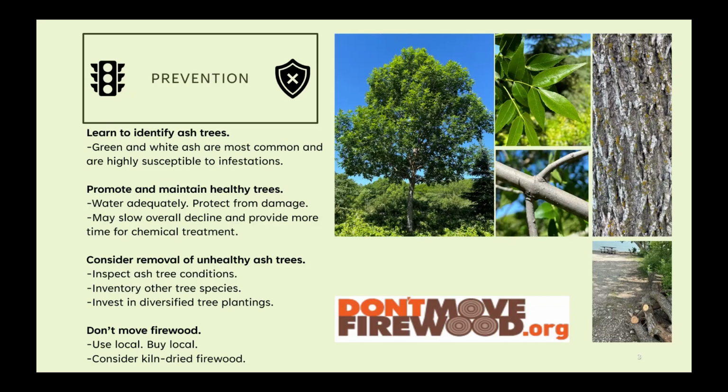And so one thing that's important in the effort to slow or hinder EAB and its impacts is to just learn to identify ash trees. In Kansas, we have white and green ash, and others, but those are the most common. And they are both, unfortunately, highly susceptible to infestations. These can be found, again, in our rural forests and riparian areas, as well as in our urban landscapes.